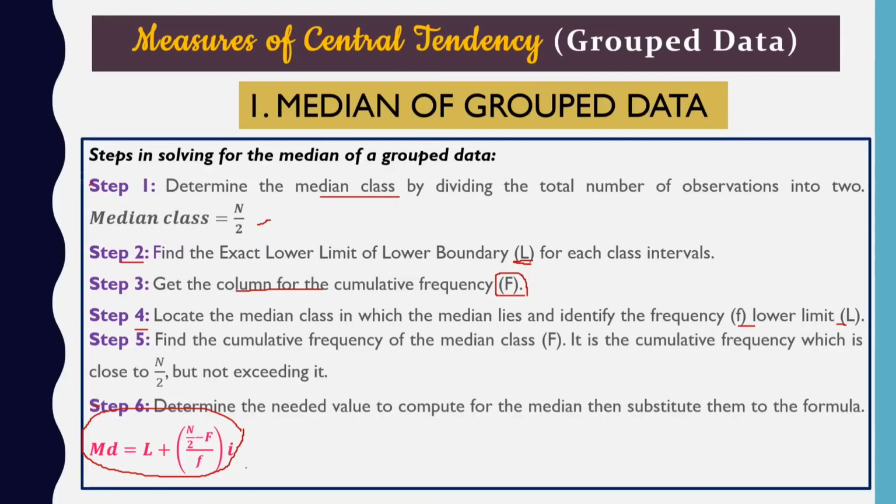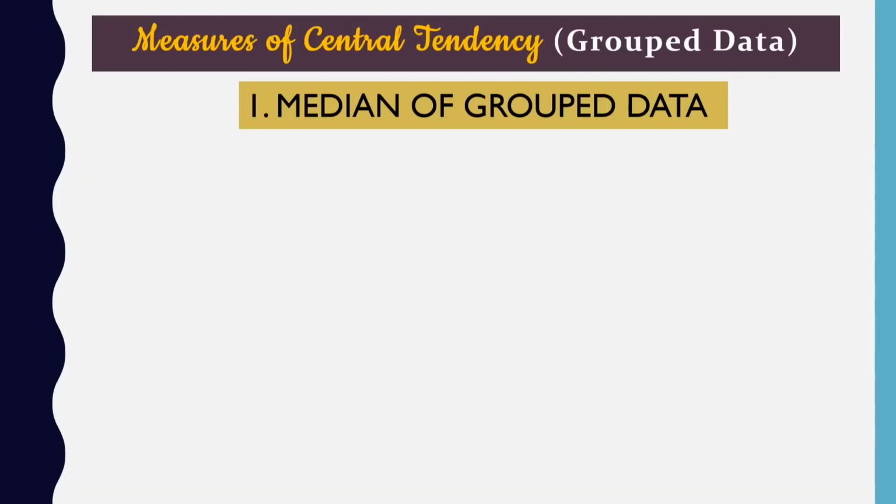So the formula is this: MD, or median, is equal to L, or the lower boundary, plus n over 2 minus F, or the cumulative frequency, over f, the frequency, and that quantity we multiply by the value of i, or the interval. Let's have an example.